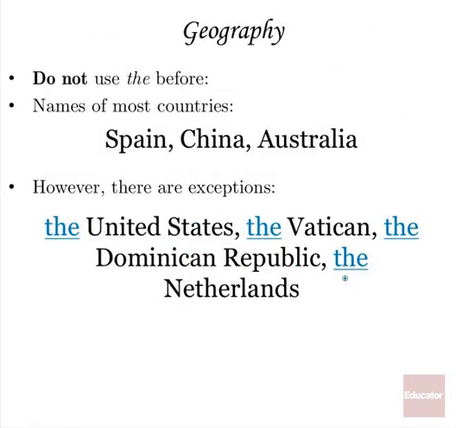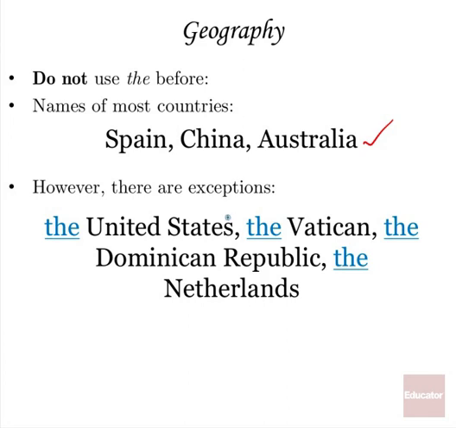Okay, now here comes geography. Big, big question. When in geography do you use the? And there are a million rules that you will just have to memorize, but we're going to give you lots of examples. Do not use the before the names of most countries. Spain, China, Australia. You never say the Spain, the China, the Australia. You just don't do that. It sounds weird. There's only one Spain, there's only one China, there's only one Australia. You can't possibly need to distinguish them. Just don't say the.